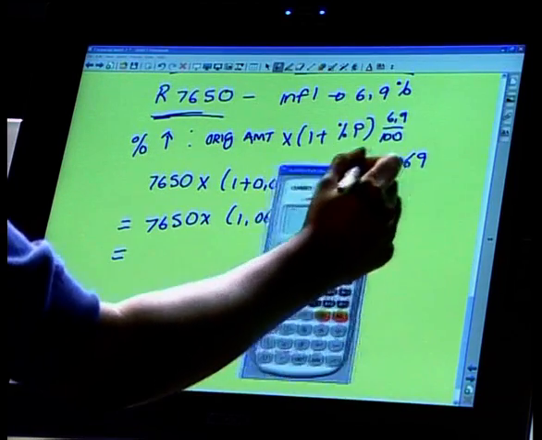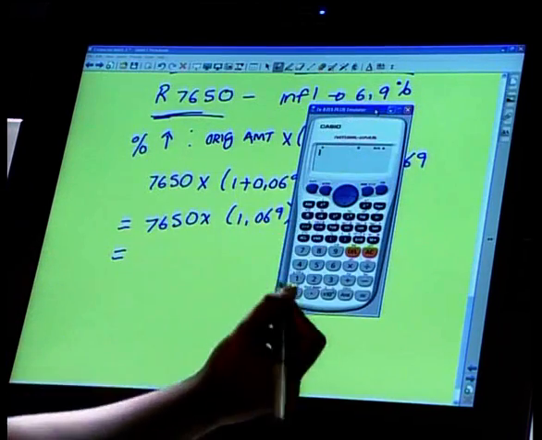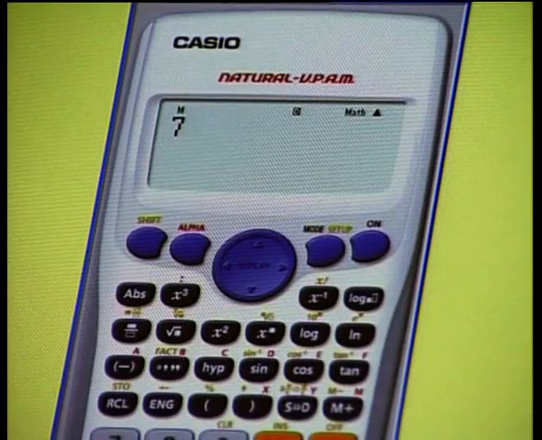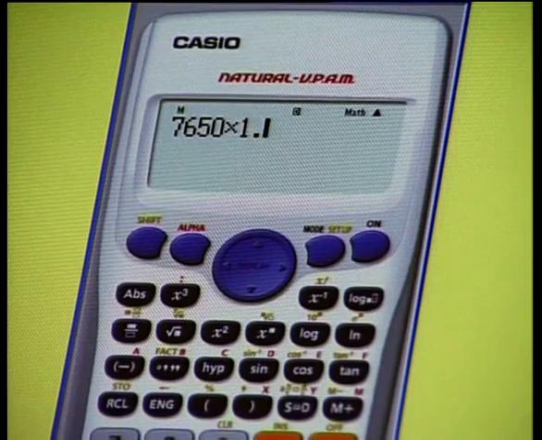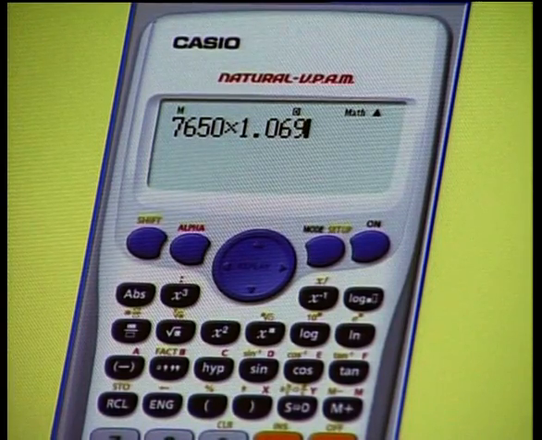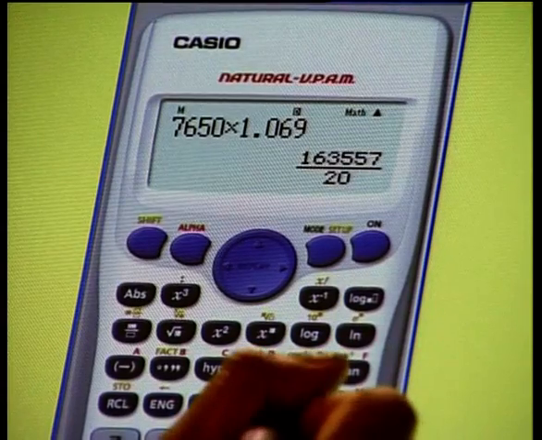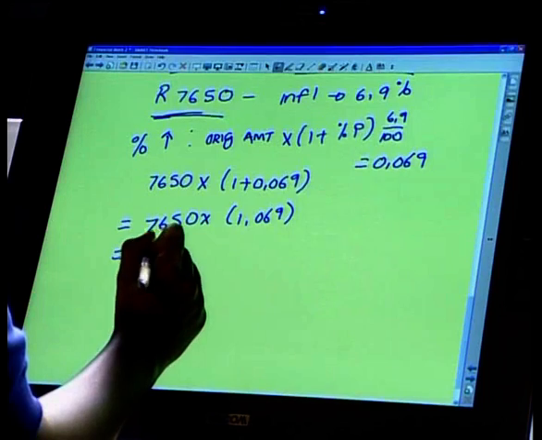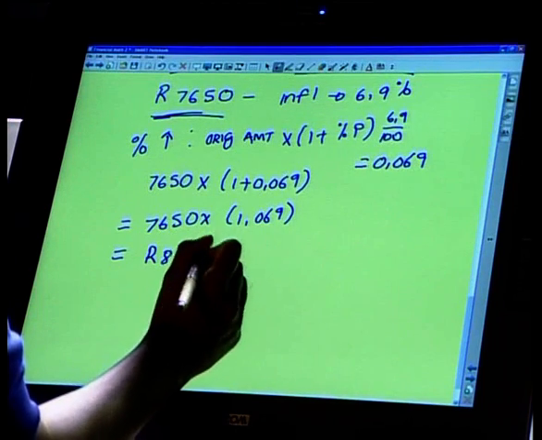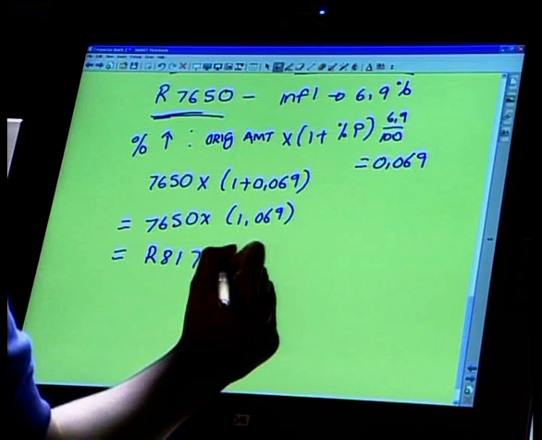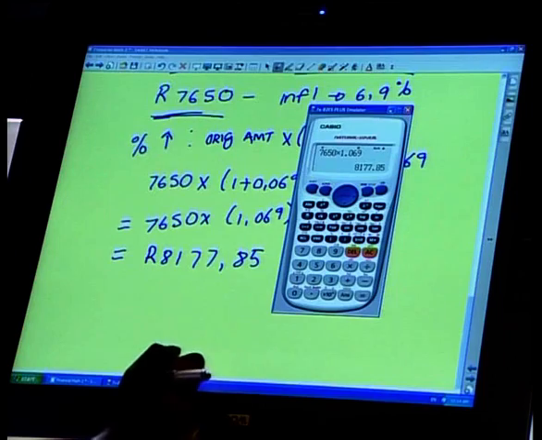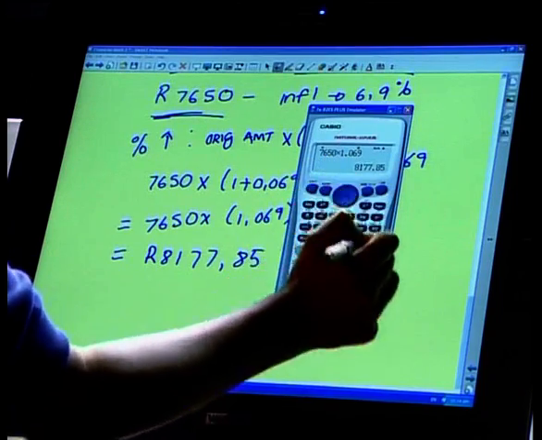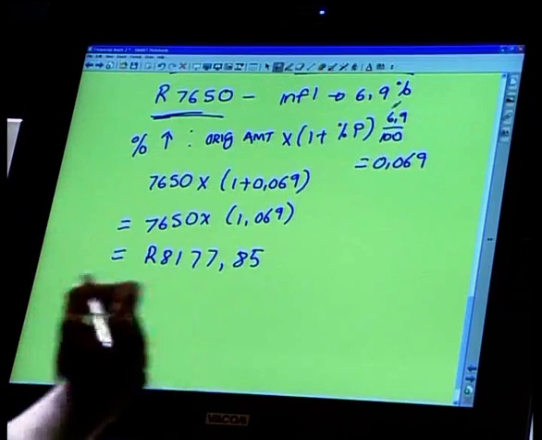So a lot of this section, a lot of this work is based on you having good calculator skills. You need to be able to use your calculator and to work out percentages quite well. And we get an answer of 8,177 Rand and 85 cents. Let's just have a look at that again. It's 8,177 Rand and 85 cents. Yes, I did get that correctly.